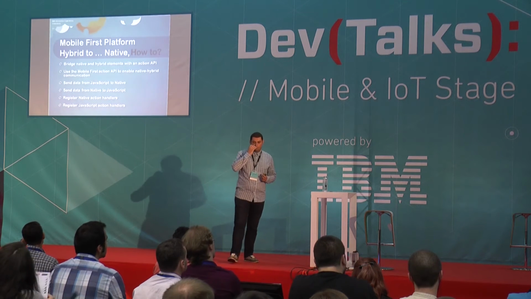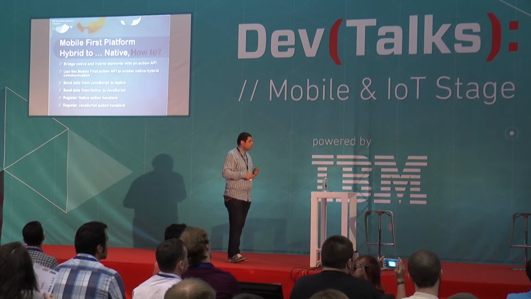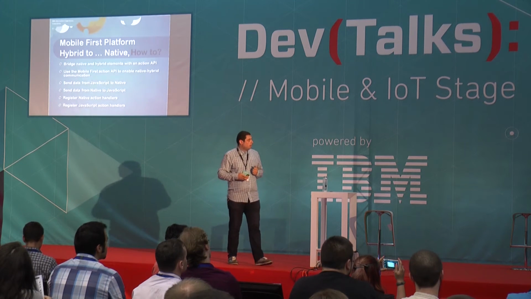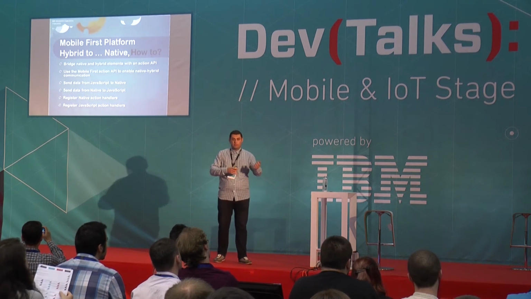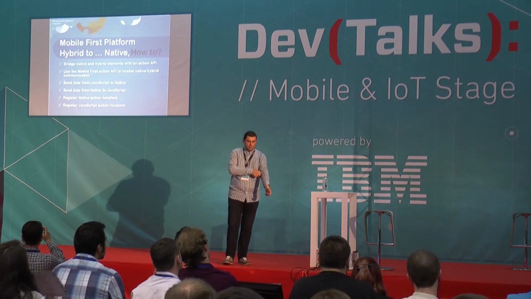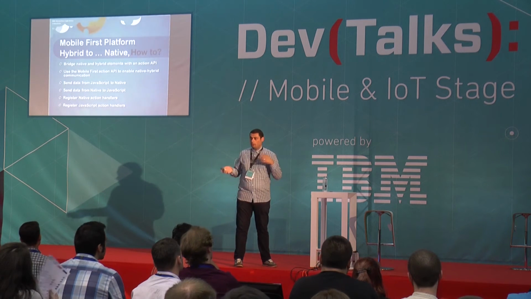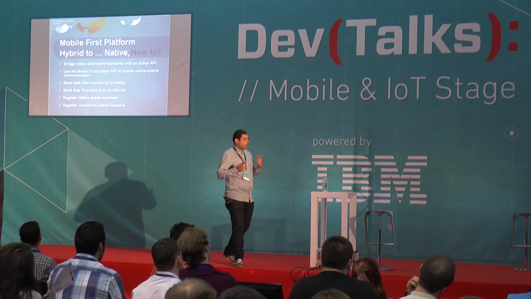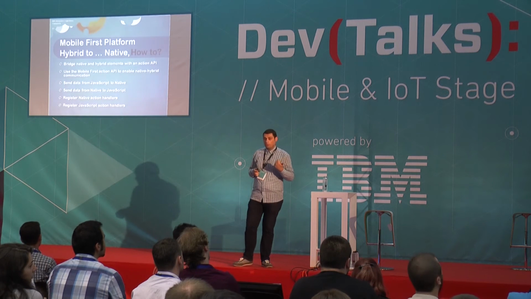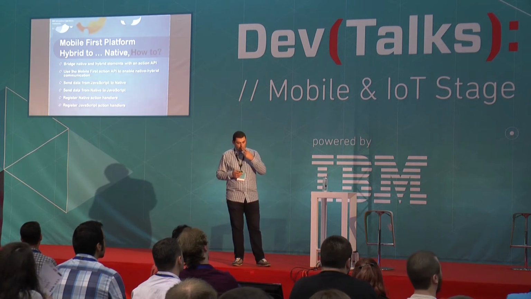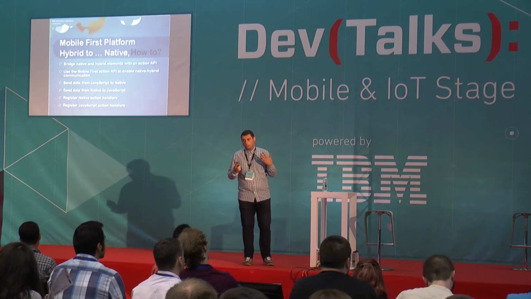Bridge native and hybrid elements with an action API. As I have told you, the mobile-first application offers this API for the native and hybrid communication. So you don't have to worry about how you send the data, how you receive it, and how it is handled. So, sending data from JavaScript to native, and backwards. And also registering native action handlers.